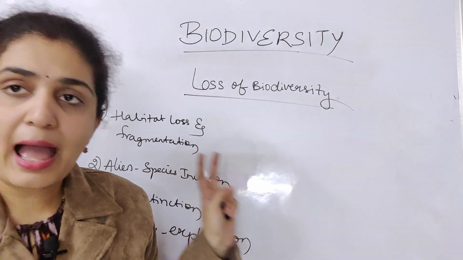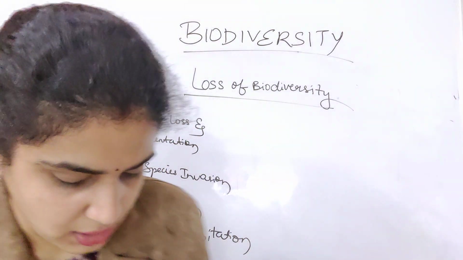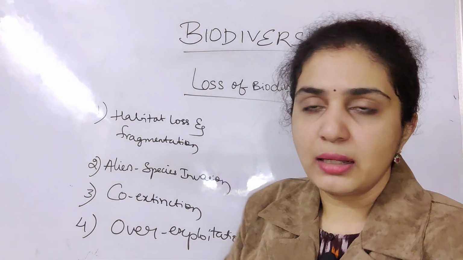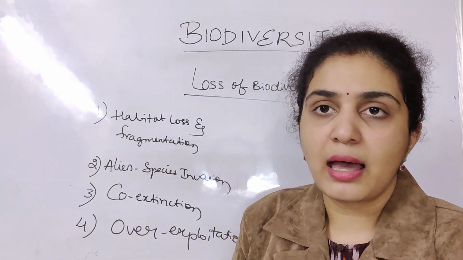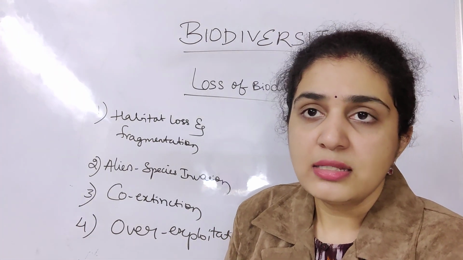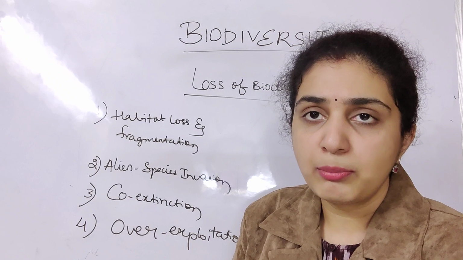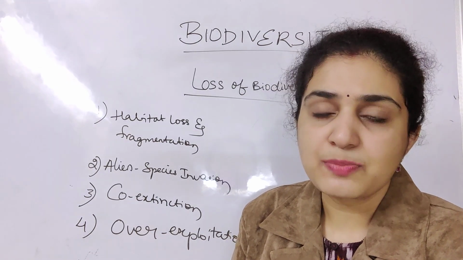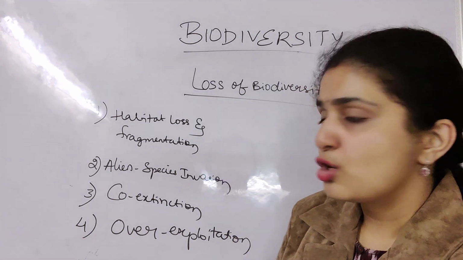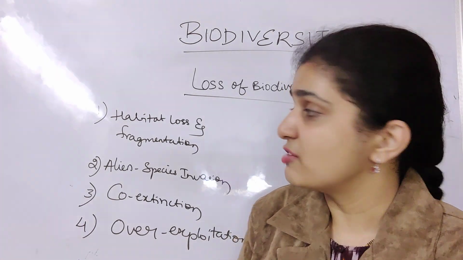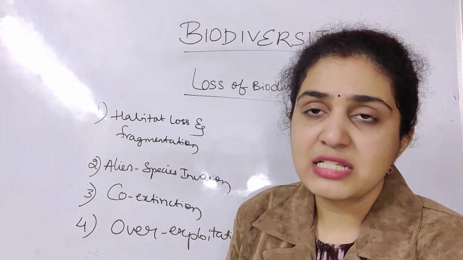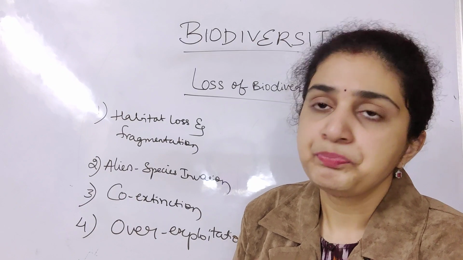Now, first one, habitat loss and fragmentation. What is happening in habitat loss and fragmentation? I want you to clearly remember this. Normally this is the most important point where plant and animal species are getting extinct. The rest are not so much affected, but because of habitat loss and fragmentation, most plant and animal species are getting extinct.